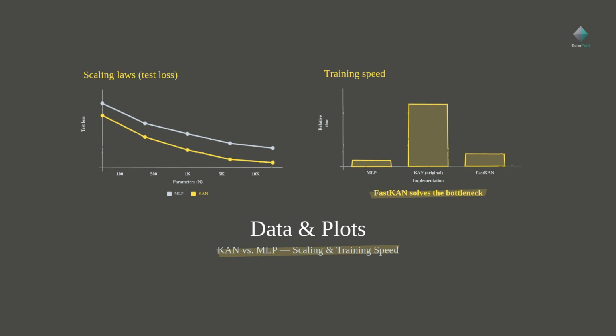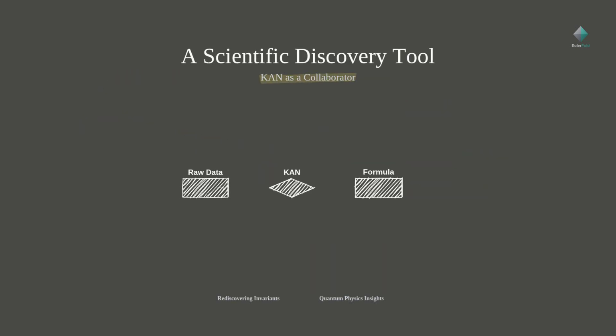KAN trains much slower than MLP. Because every edge is a whole spline function instead of a single number, training is roughly 10 times slower with the original implementation. The community has since built FastKAN, which gets this down to about 2 times slower, still a real cost. This is my favorite part of the paper, and I think it's genuinely exciting for science.